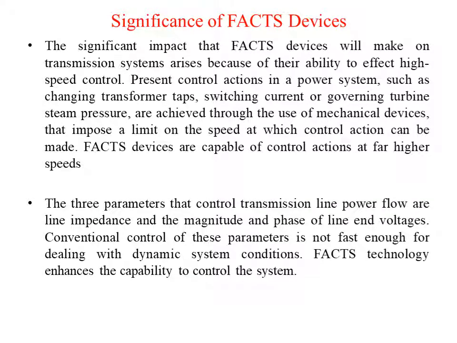Three parameters that control transmission line power flow are line impedance, and the magnitude and phase of line end voltages. Conventional control of these parameters is not fast enough for dealing with dynamic system conditions. So by using FACTS technology, we can control these three parameters at a high rate and deal with dynamic system conditions. So FACTS technology enhances the capability to control.